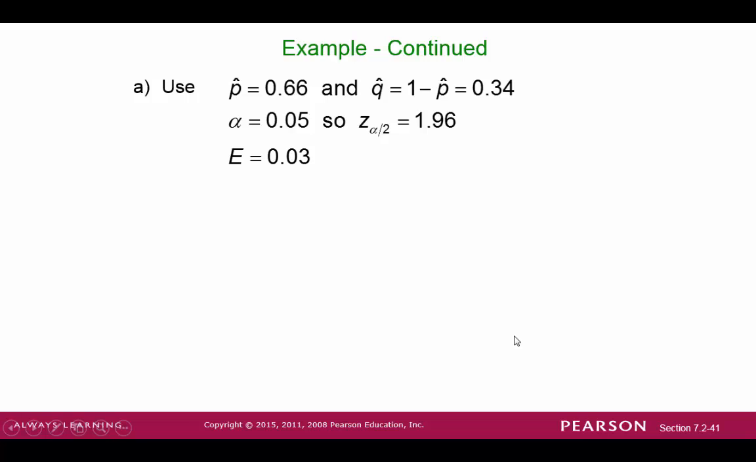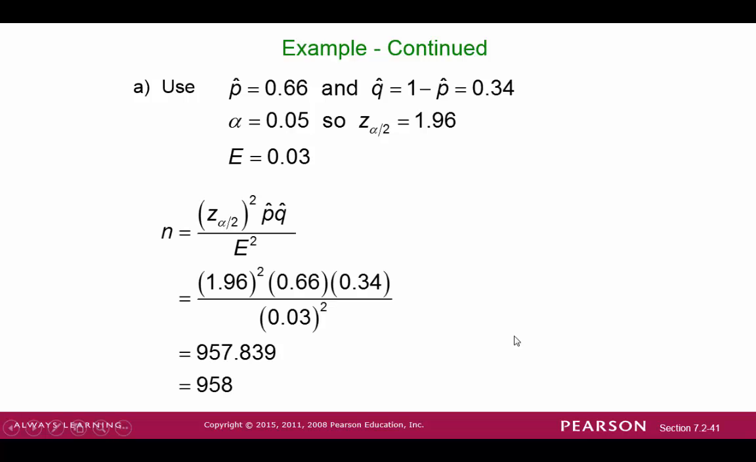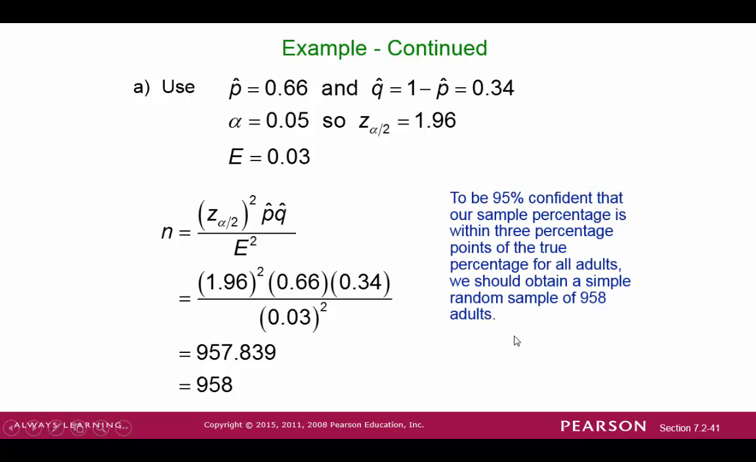Now that we have all that, let's plug it into the formula. When we plug it into the formula, we get 957.839. Now, our round-off rule tells us to round up, and so our solution is n equal to 958. That means if we want to be 95% confident that our sample percentage is within 3 percentage points of the true percentage of all adults, then we need to find a simple random sample of 958 adults.